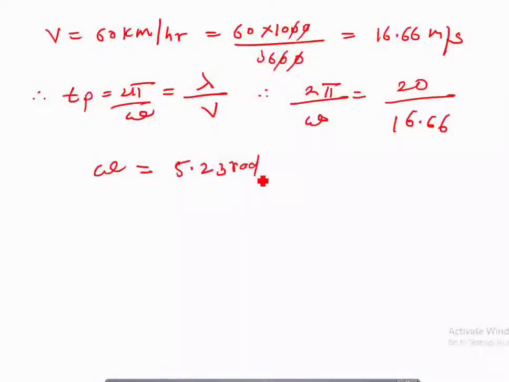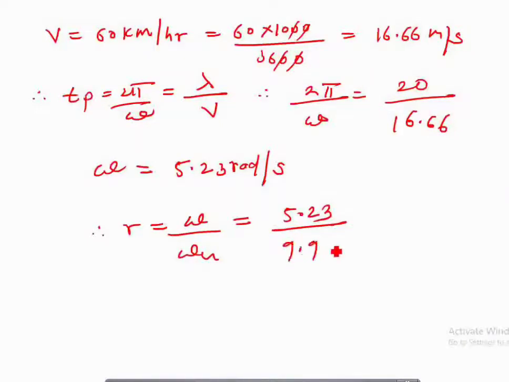5.23 radian per second. Now I can easily find r, the corresponding frequency ratio, which is equal to 5.23 divided by 9.90, which is less than 1, that is 0.528. Try to understand that this r is less than 1. What is the significance when r is greater than 1 and when it is less than 1? In this particular problem we will understand.